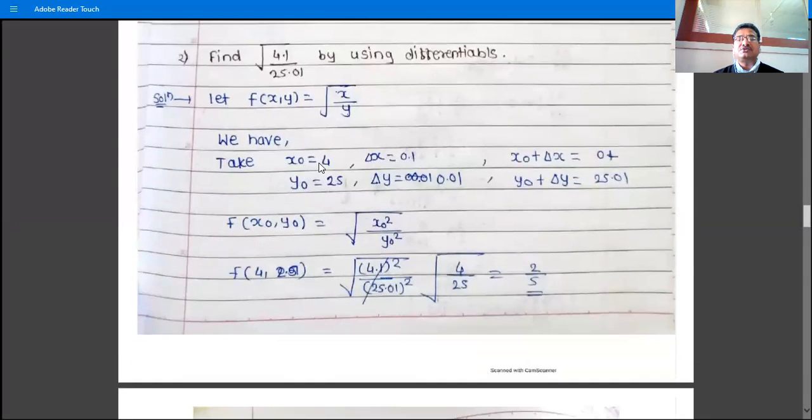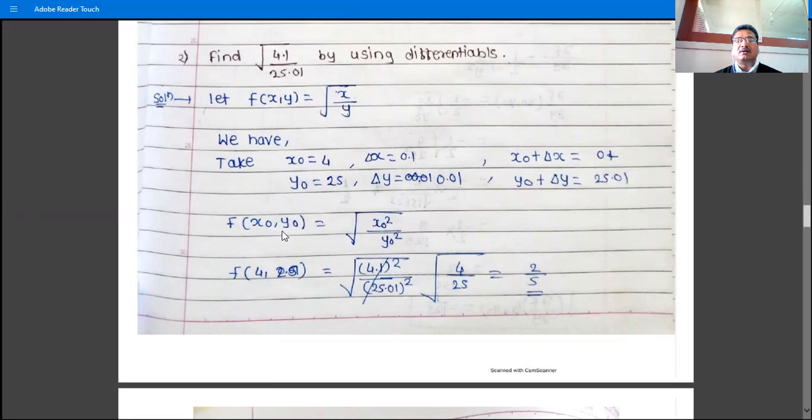Okay, and then take x naught as the nearest number to 4.1. Nearest integer to 4.1 is 4. Obviously delta x is 0.1 because we adjust delta x in such a way that x naught plus delta x becomes 4.1. So 4 and 0.1 becomes 4.1. So here write 4.1. And then nearest integer to 25.01 is 25. And then delta y is 0.01, and therefore their addition is 25.01.